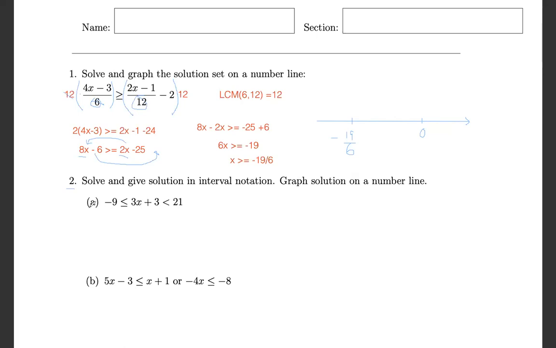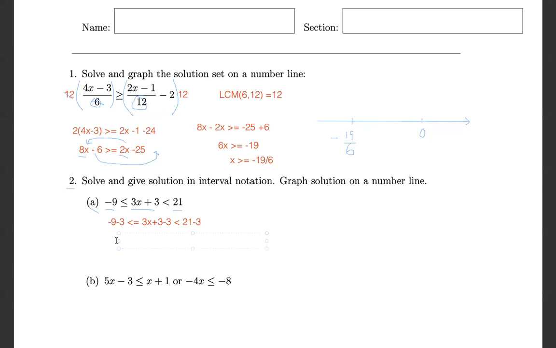Let's see the second one, and let's look at A. We have one expression in the middle, one on the left-hand side, and one on the right-hand side. So we have 3 sides, and we can subtract 3 on all 3 sides simultaneously. So -9 minus 3 is less than or equal to 3x plus 3 minus 3, which is less than 21 minus 3. It's like an equation: I have those 3 sides, and I can do something simultaneously, but it has to be the same.